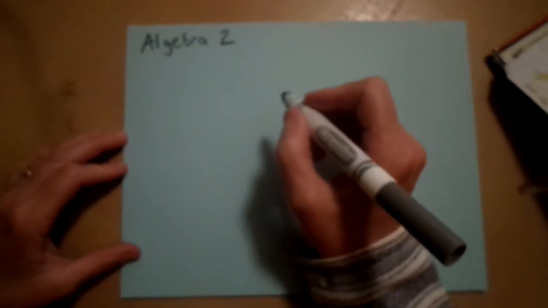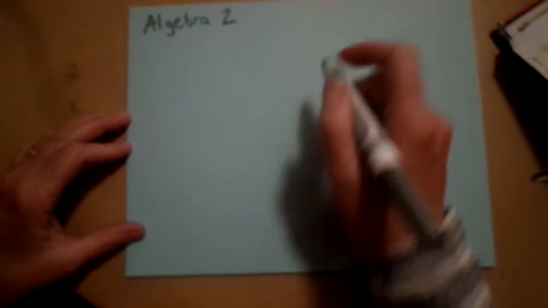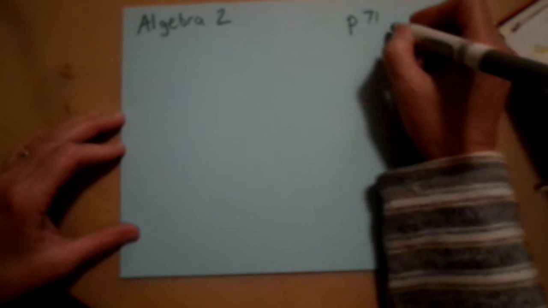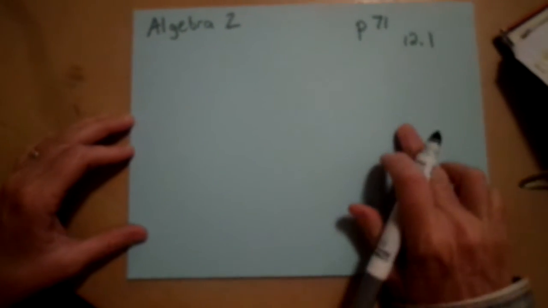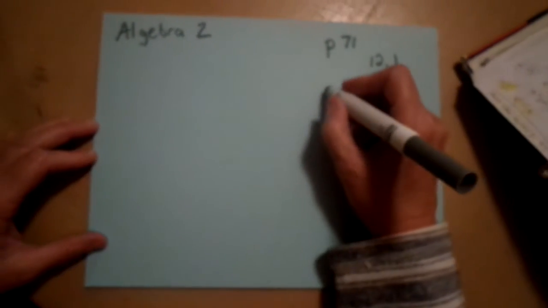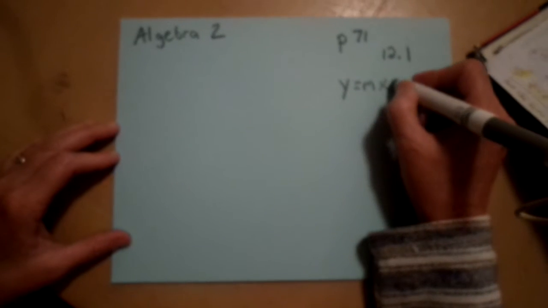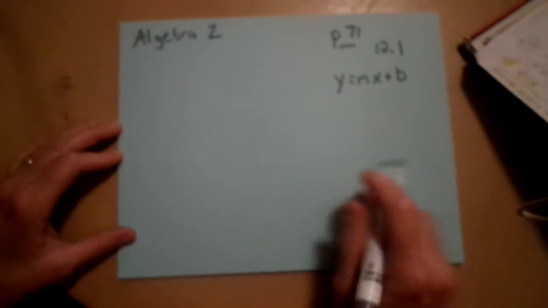Okay, Algebra 2 people, today in class we did a lot of graphing of lines. So I want you to just go ahead and take a look at page 71, and it's example 12.1. I think you guys already know this. It has a few things of how to graph a line, especially using the y-intercept notation, which we talked about before. But just make sure you look at page 71.